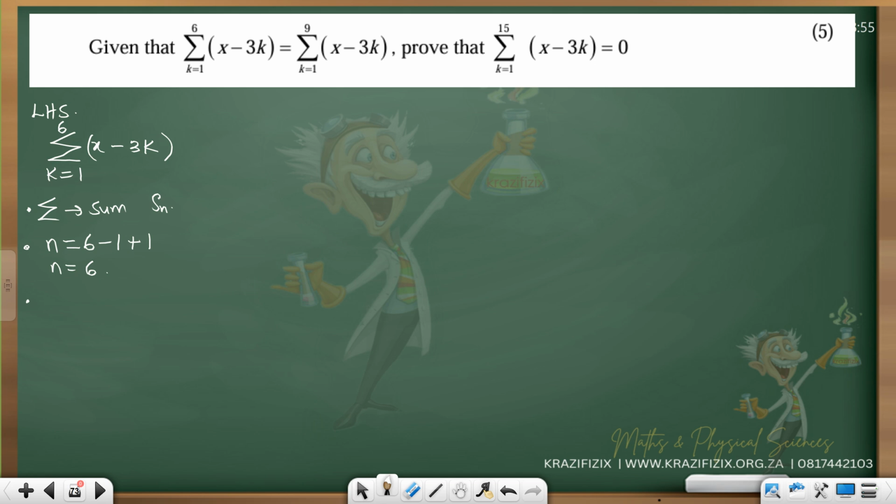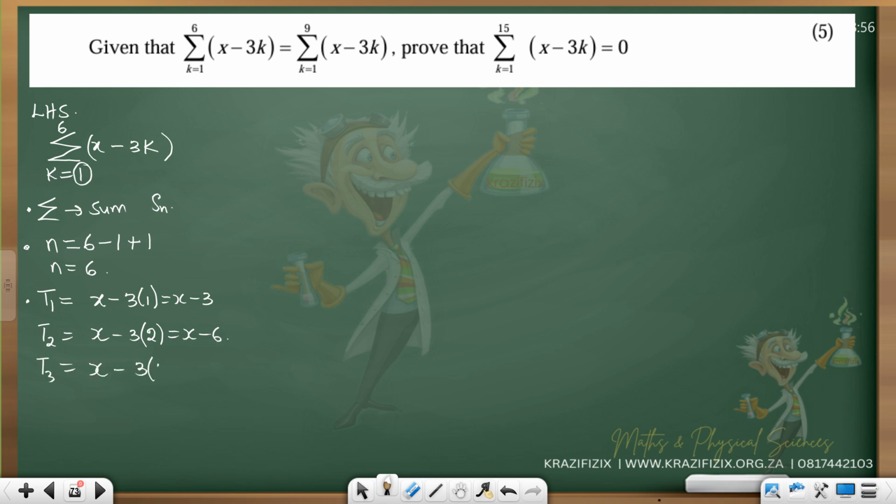You should quickly see now that this is linear. You understand what I mean by linear? X minus 3k, that's just a linear thing. But if you are not sure, you can find T1. What is T1? X minus 3, you put a 1 there. What is T2? Remember we're starting from 1. This k is 1, that's where I started from. Now k would be 2, X minus 6. Now what is T3?